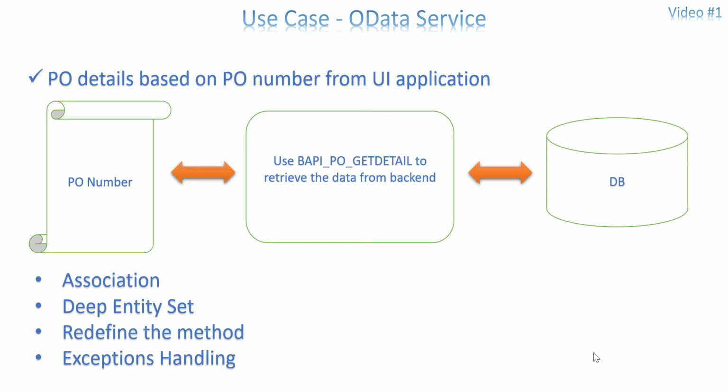I don't want to create two different entity sets for header and item. So I thought let's utilize the deep entity set concept over here, and a redefined method. Which method needs to be redefined? Hope you might be aware, it's GET_EXPANDED_ENTITYSET, because it's not going to use the normal entity set method, because I'm going to use the navigation property along with the association and exception handling. So these are the topics which I'm going to cover over here.